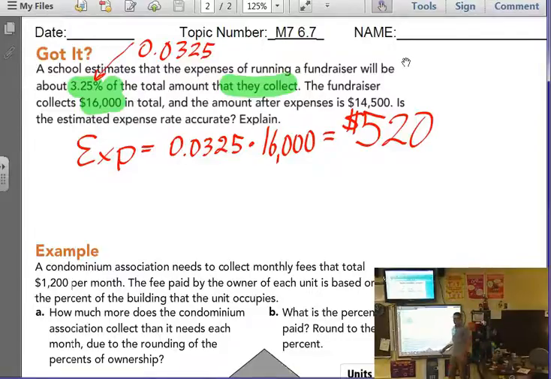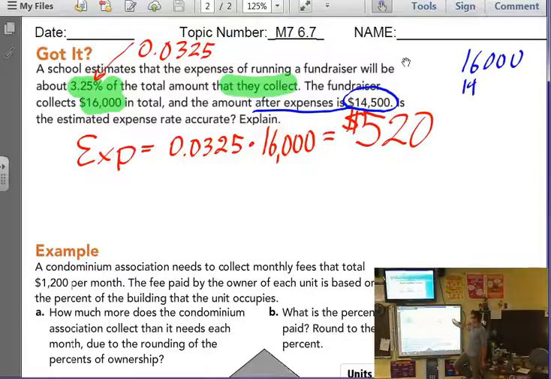But we see that after expenses, they only have $14,500 left. So how much did they pay in expenses? Well, if they had $16,000 and now they have $14,500, how much did they pay in expenses? Xavier? 1,500. Are these the same value? No! So their estimate was off. Their estimate was way off.